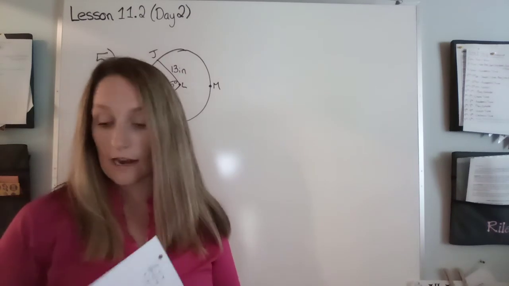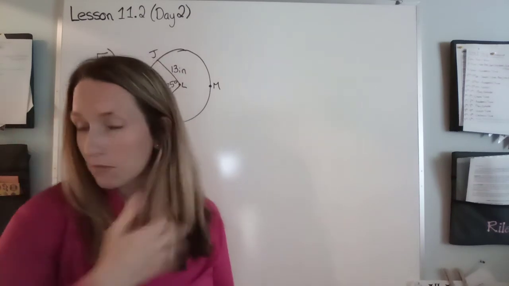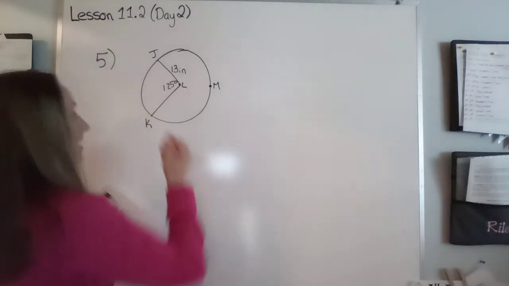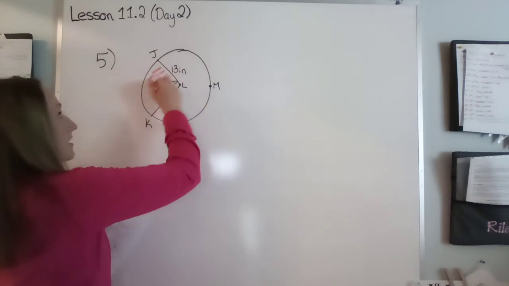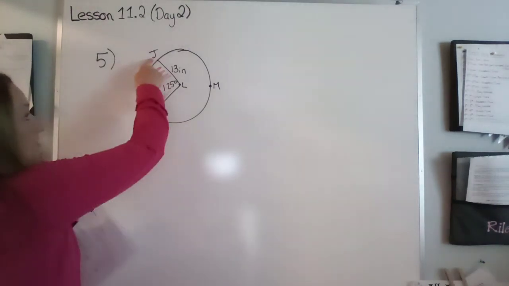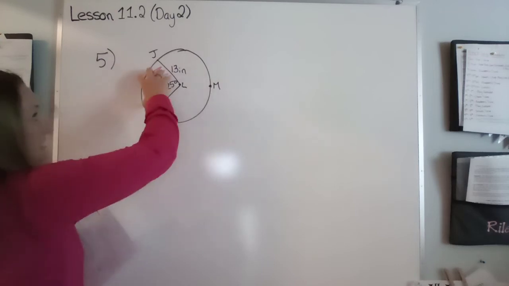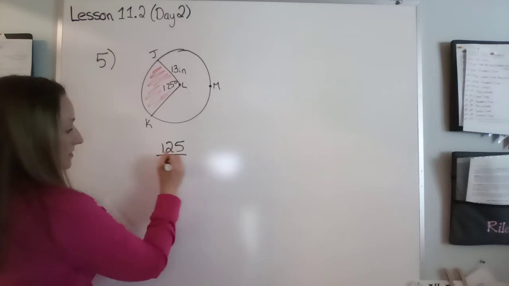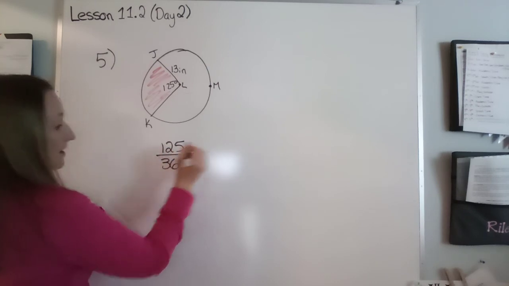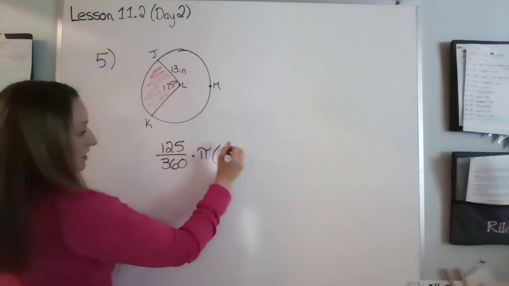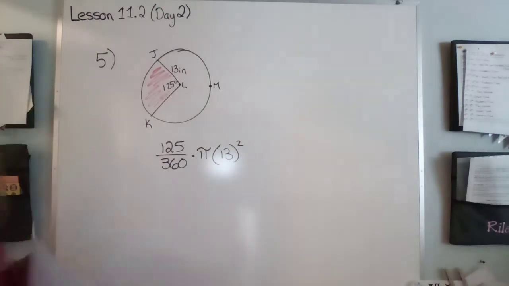Now, I don't think the shading actually showed up on your packets. I'm not sure. I have to double check. But if not, you can look at my answer key first to see which region you're trying to find the area of. We're trying to find that right there. Okay, the area of that sector. So to find the area of the sector, you take the measure of the arc over 360 to find the fractional part that that sector represents. So it's going to be 125 over 360. And then you're going to multiply by the area of the entire circle, which is pi r squared. Pi 13 squared.